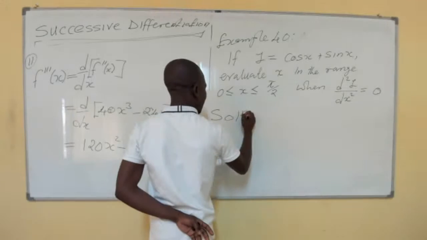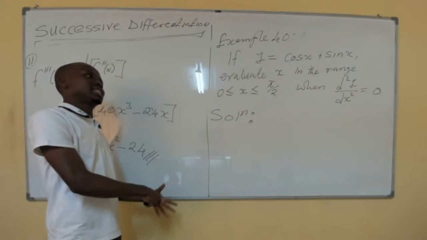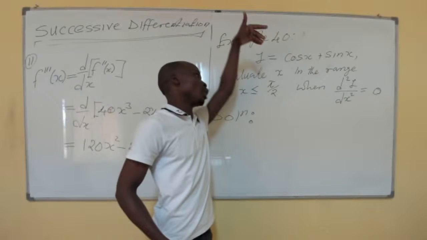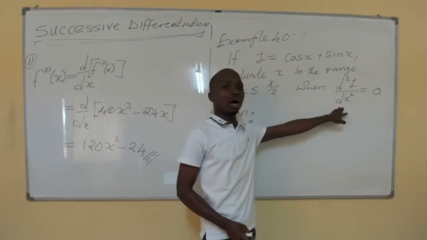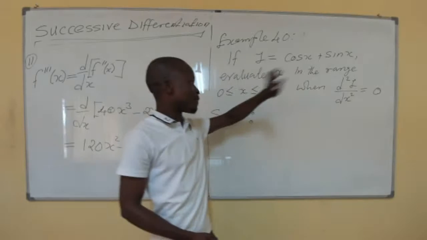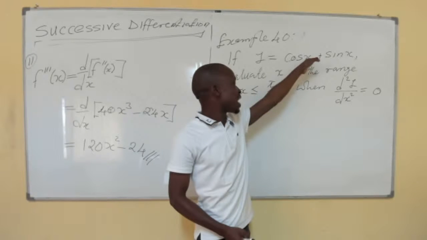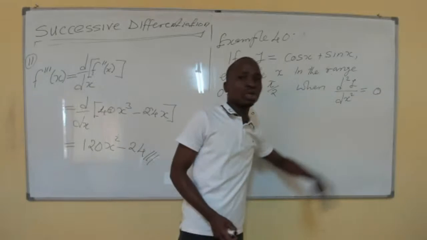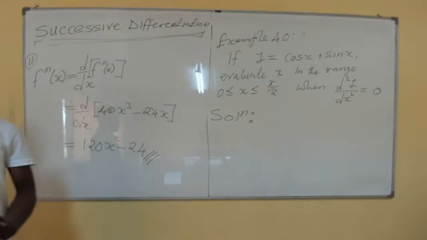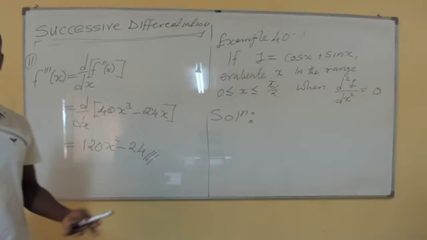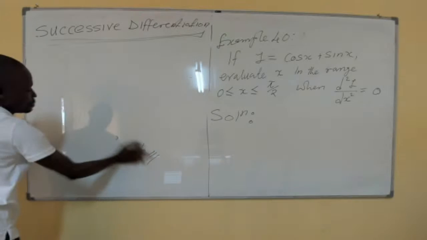So in this case, we want to find the value of theta, this angle x, such that when we substitute that value where there's x and differentiate this given function twice, what you're going to get is a 0. So that is the value of x that you want to find. Now let's look at the solution to this problem.